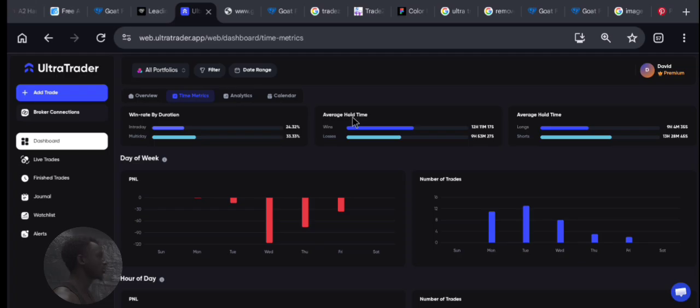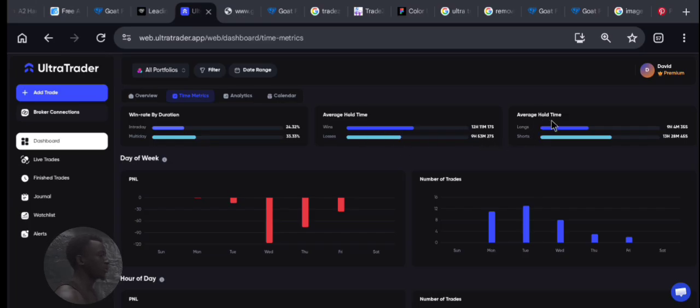And this average hold time panel is showing me my wins. The average time I'm able to hold a winning trade is around 12 hours, 11 minutes, 17 seconds. And the average time I hold a loss before I close it is around 9 hours, 53 minutes, 27 seconds. So that is for this time matrix.